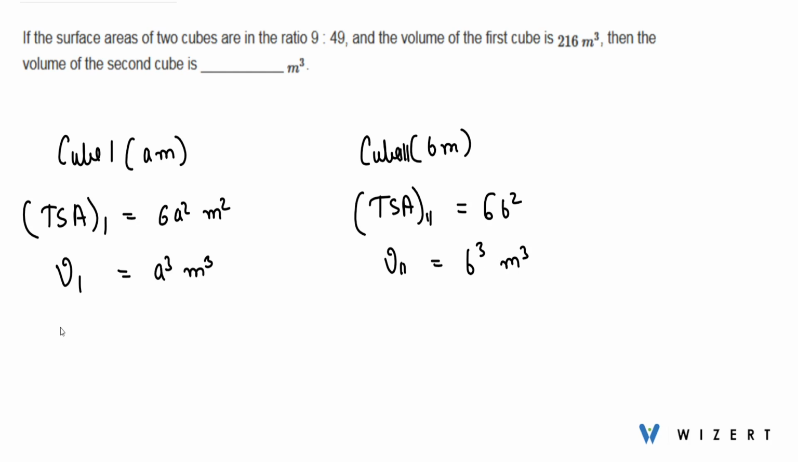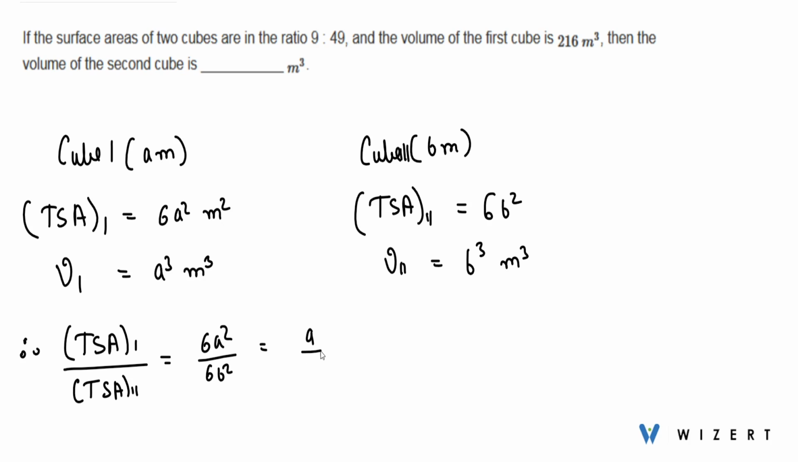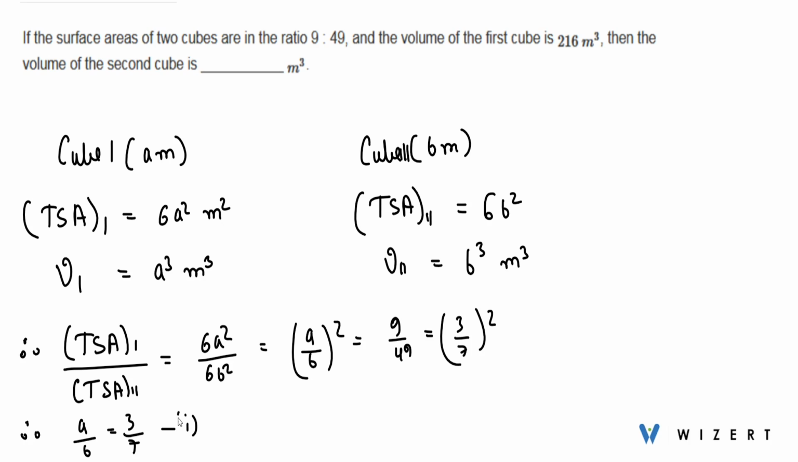And according to the question, surface area of the two cubes are in the ratio 9:49, that is TSA1 upon TSA2, that is 6a square upon 6b square, which can be written as a upon b whole square equals 9 upon 49, which can be written as 3 upon 7 whole square. Therefore, a upon b will be equal to 3 upon 7. This is equation number 1.